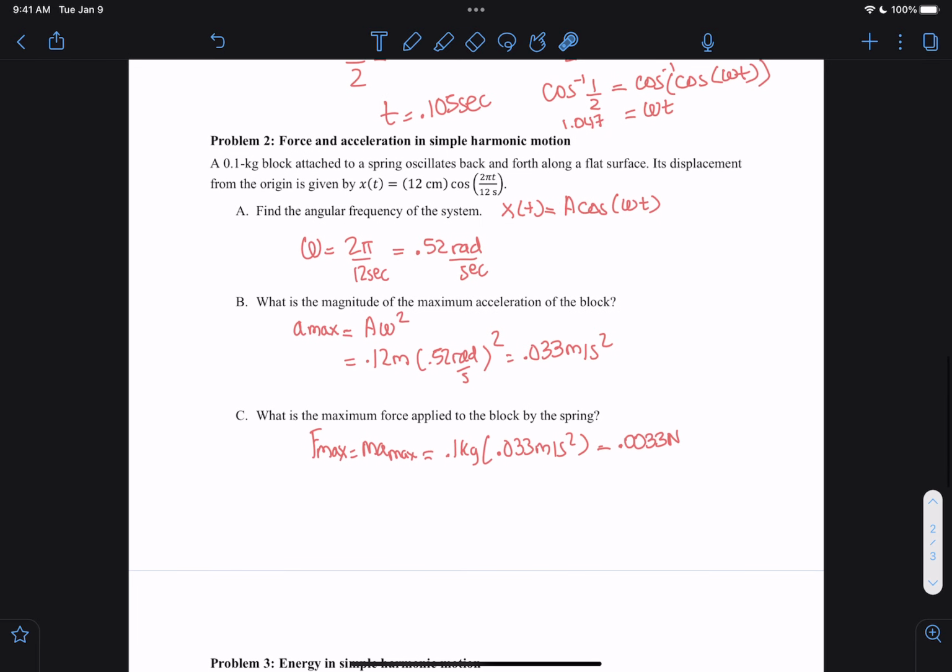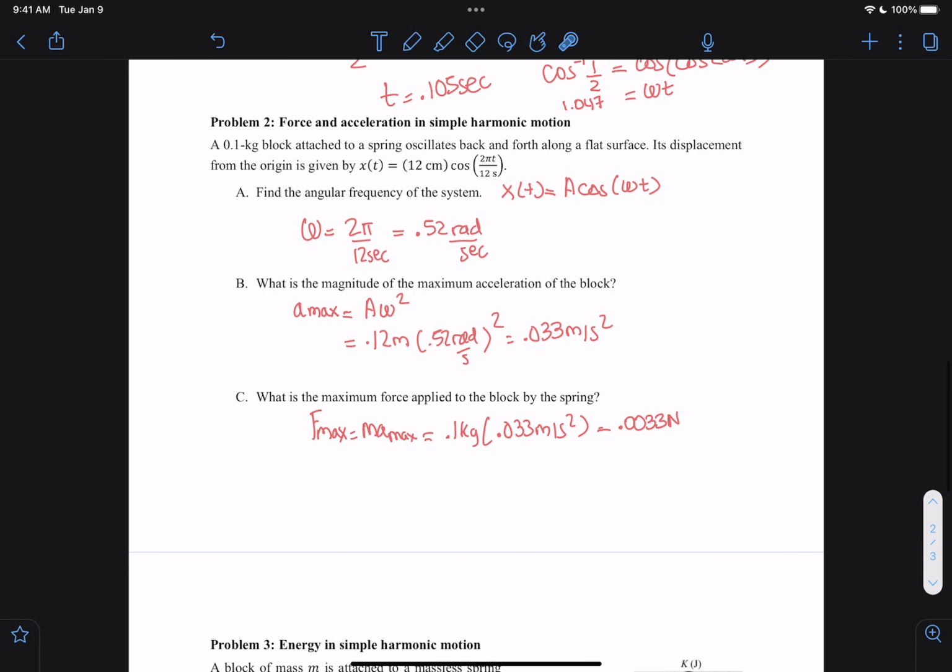But that's problem 2 there for force and acceleration in simple harmonic motion. Any questions about that at all?